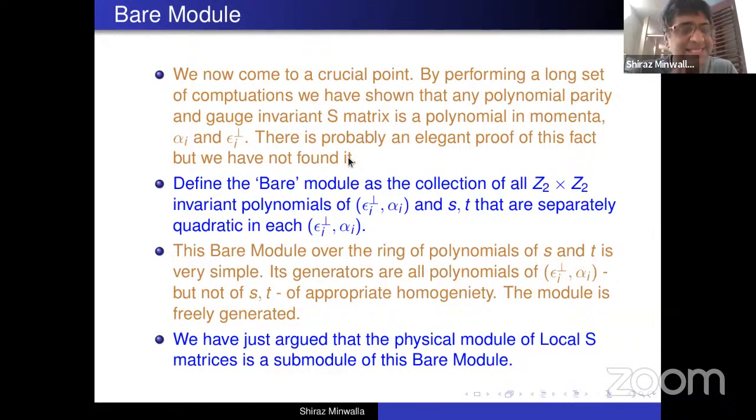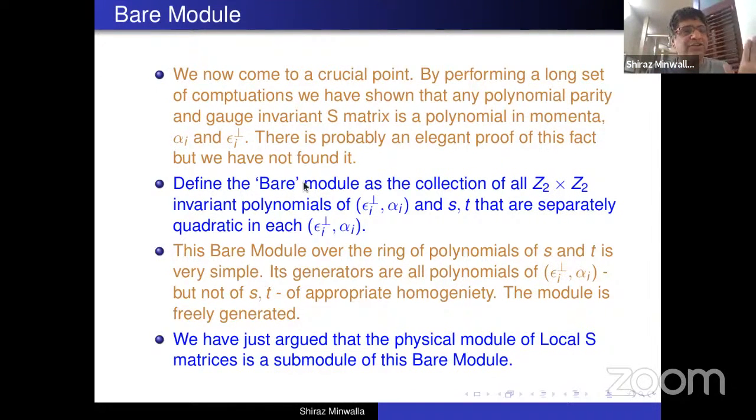Now, the reason this is useful is as follows. It's useful because this bare module, since epsilons and alphas have nothing to do with s, t and u now, nothing to do with momentum anymore. Okay, these are just completely independent data. This bare module is obviously a free module, whereas the physical scattering module may not be.